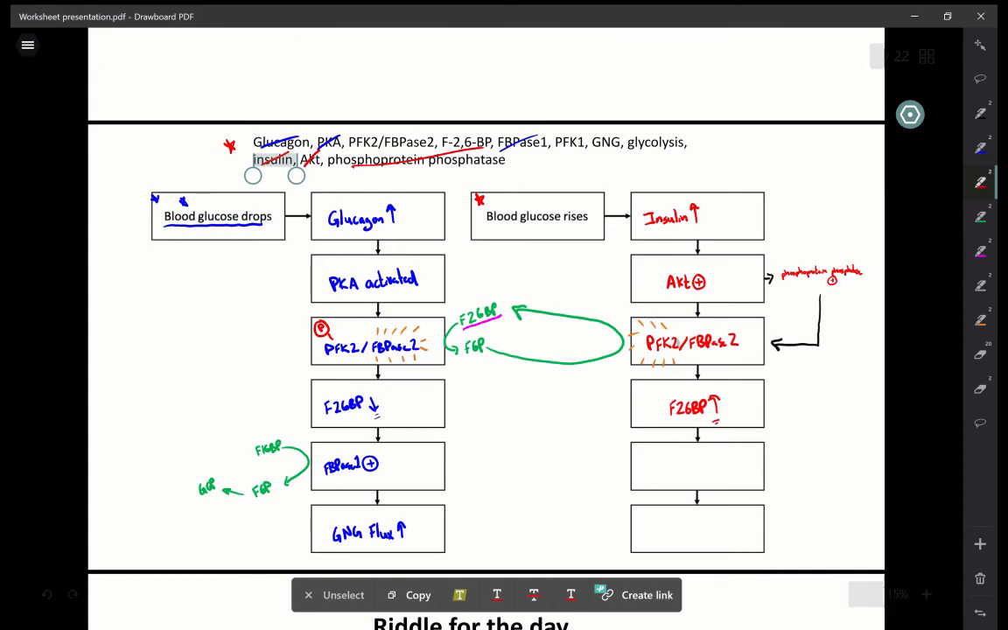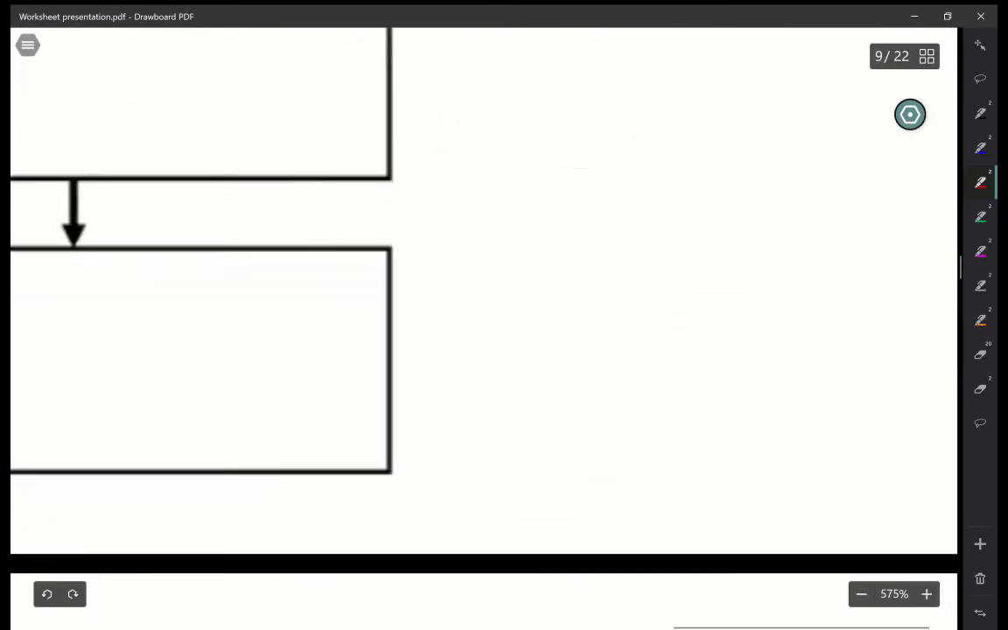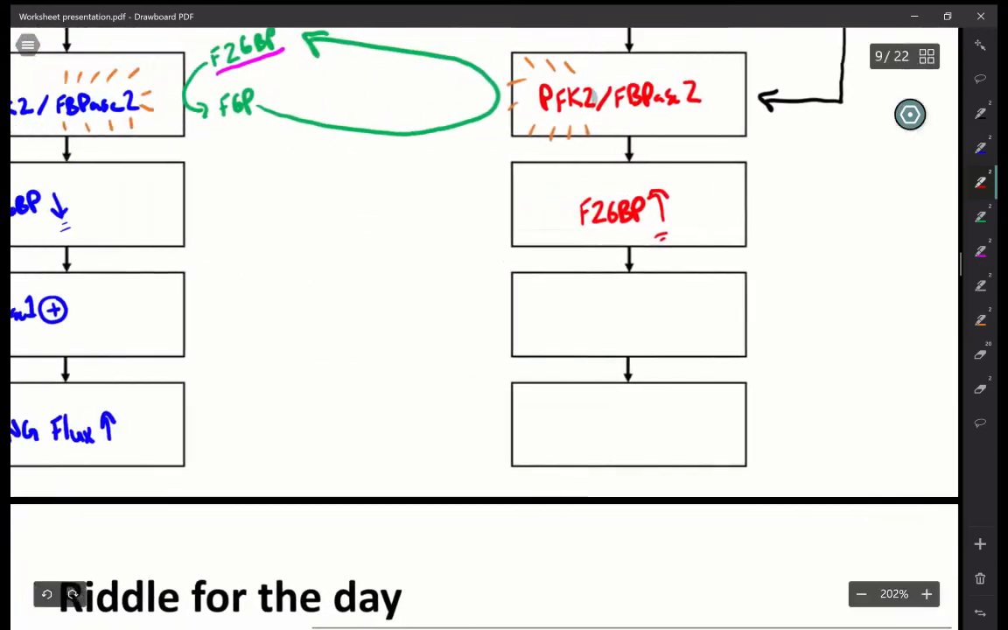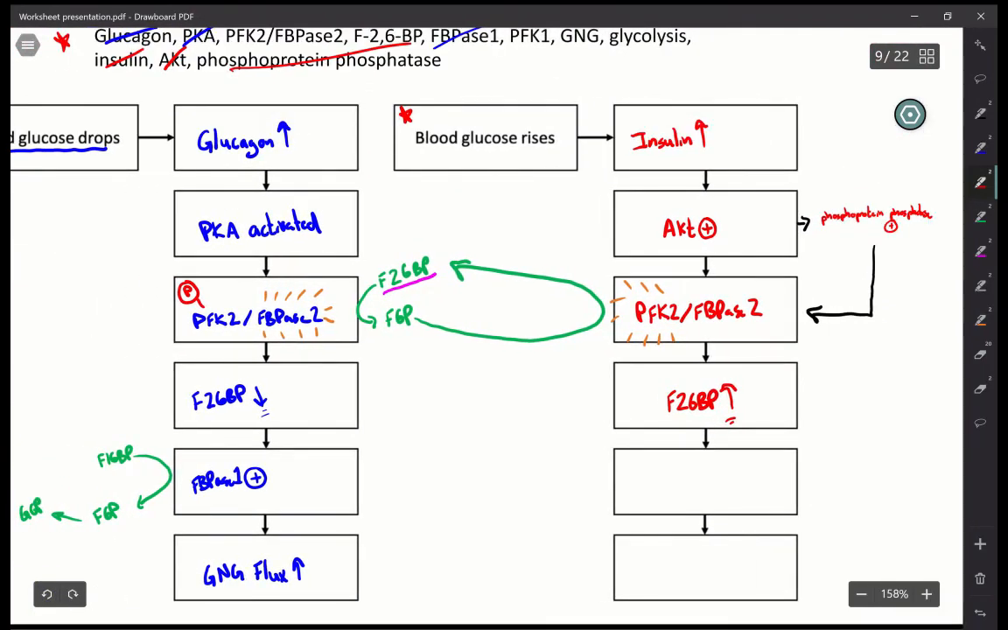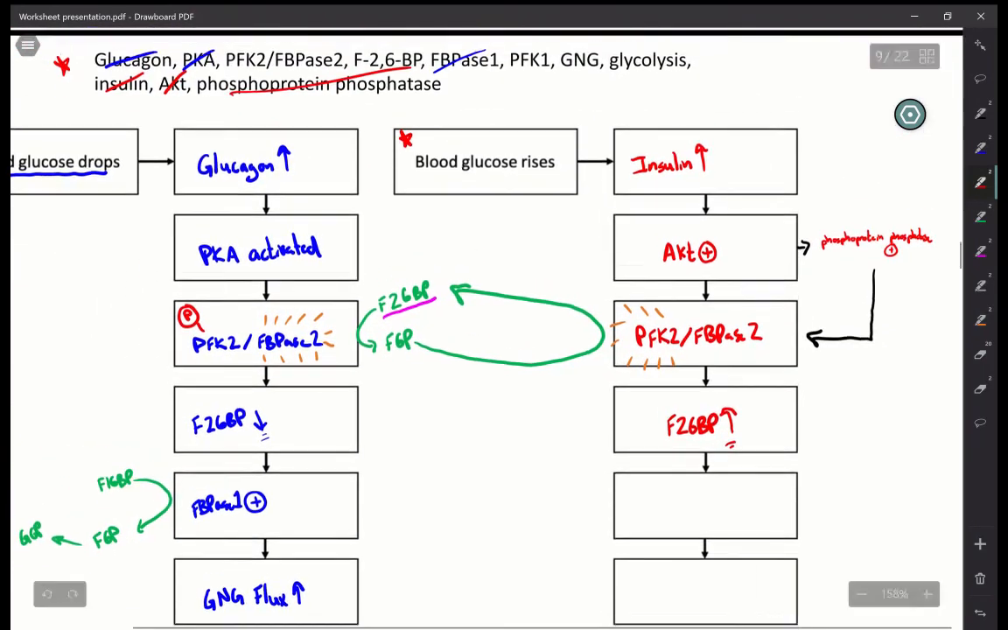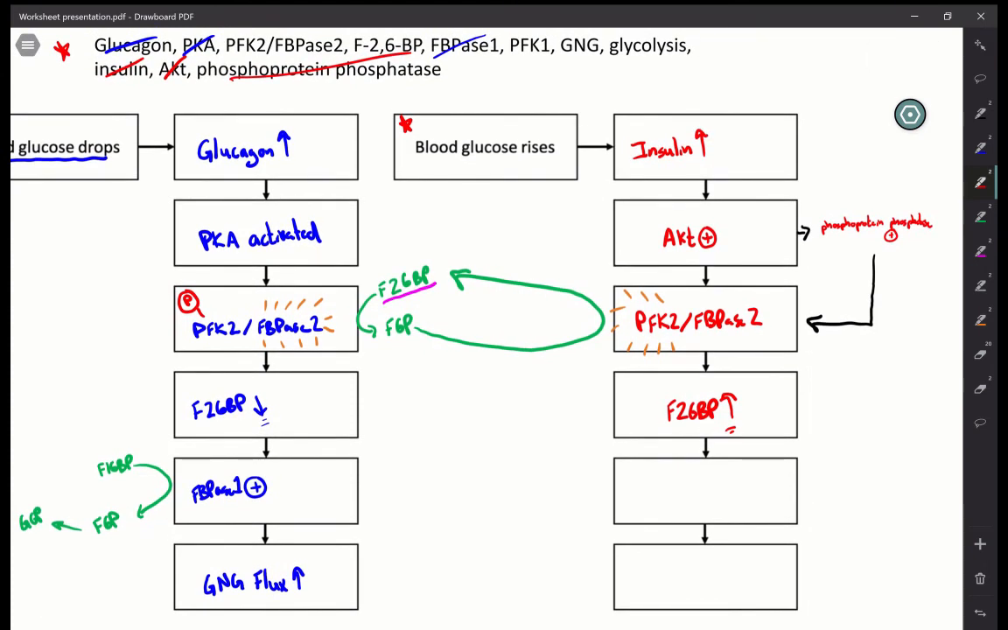Now, just as I was saying over on the left side, when we look at fructose 2,6-bisphosphate, it is an activator of PFK1 when it's high, and it's an inhibitor of FBPase1. So we can write this down and say that PFK1 will be activated.